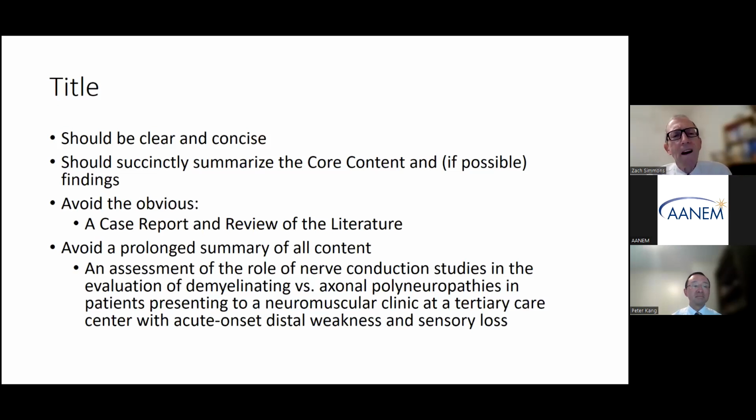On the other hand, avoid a really prolonged summary of all the content. We really don't need a title that would say, for example, an assessment of the role of nerve conduction studies in the evaluation of demyelinating versus axonal polyneuropathies in patients presenting to a neuromuscular clinic at a tertiary care center with acute onset distal weakness and sensory loss. When we see a title like this, all I'm thinking is that readers are not going to want to look at that. They really want to know succinctly what the article is about.